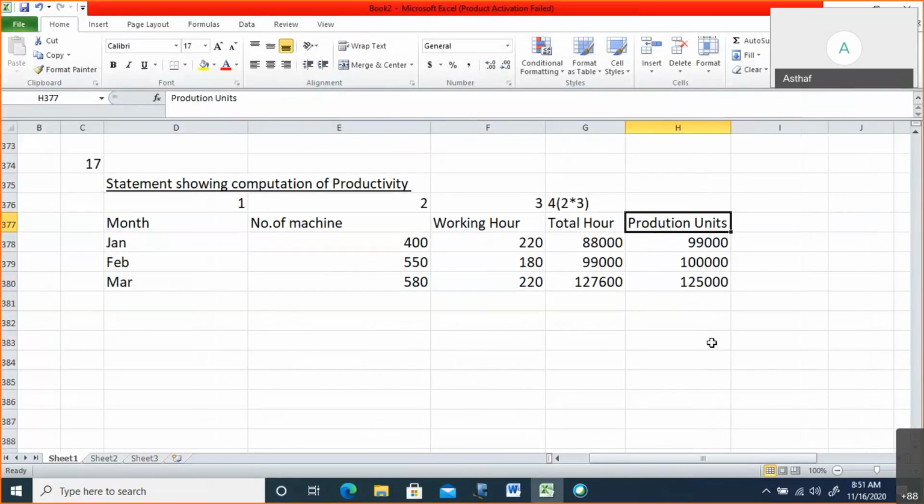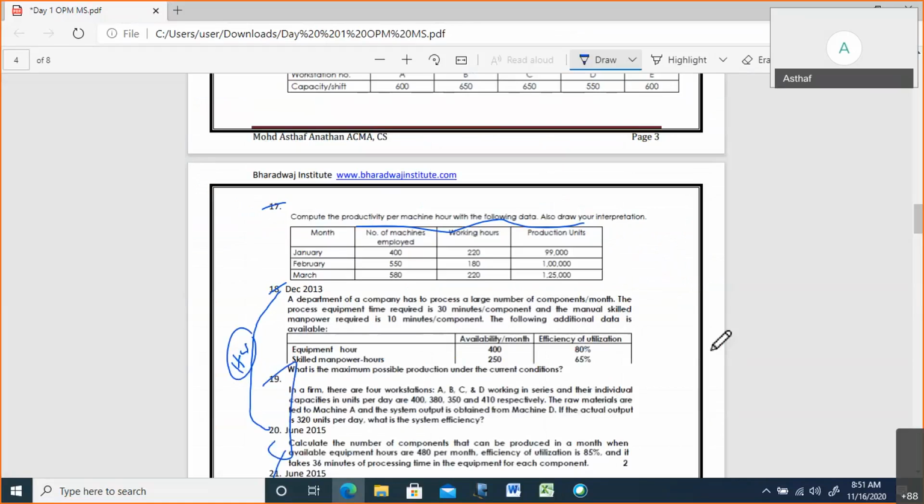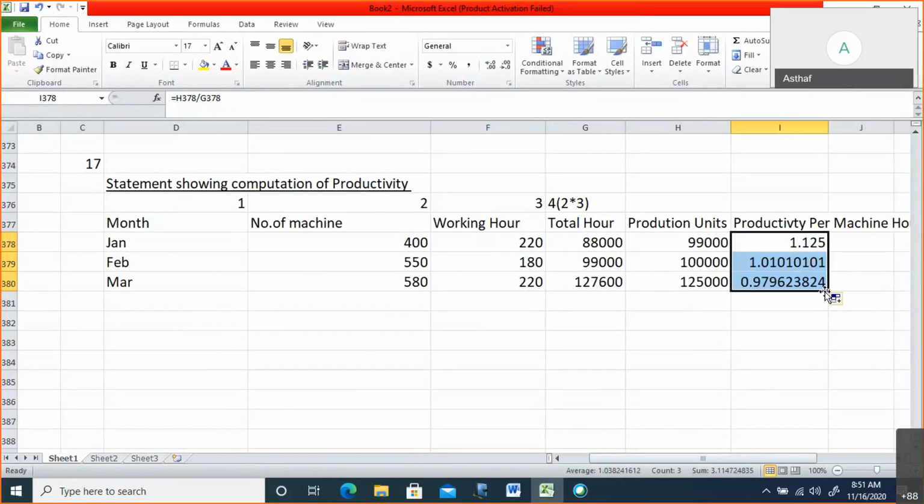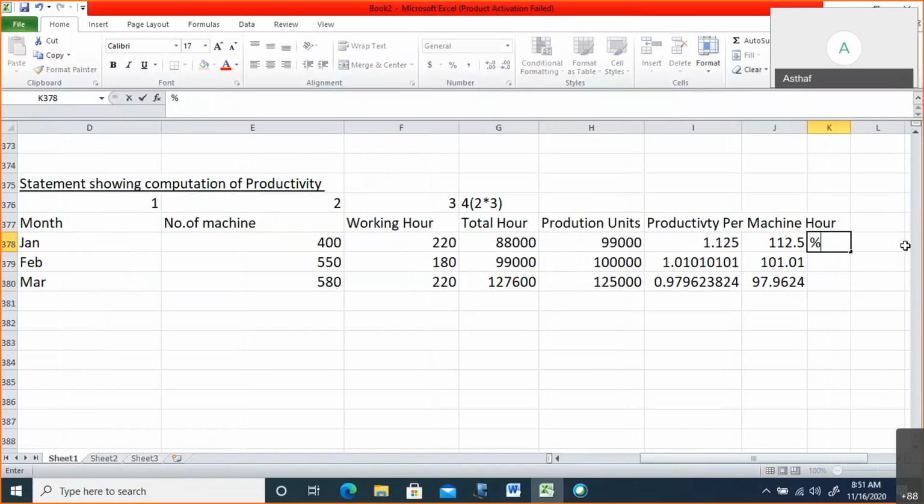Question is asking what? Productivity in hour. So productivity we have per machine hours. Yes, the answer is ready. If you multiply by 100%, you can make it into a percentage also. Maybe for your exam, they give you the option as a percentage. So this is in percentage.